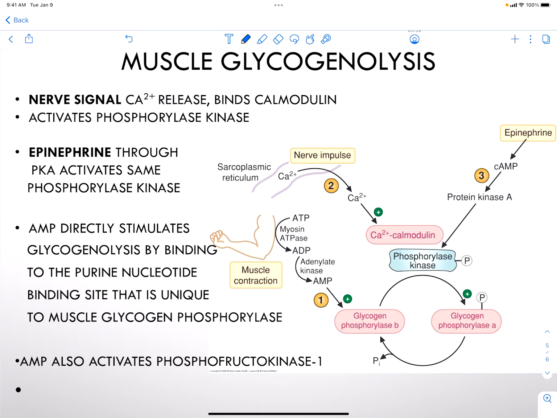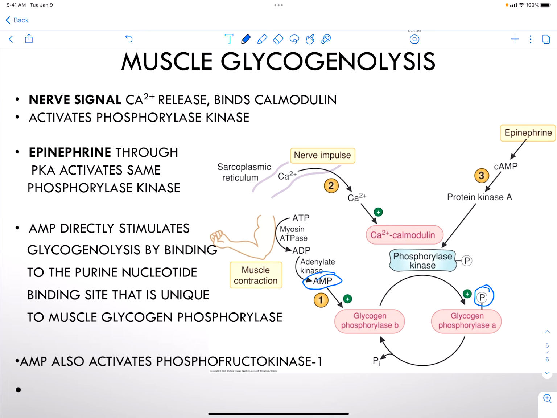Now, so basically, we still have those two ways to activate your glycogen phosphorylase B. You can either activate it by adding a phosphate, or you can activate it by binding to AMP. Both of them will have the same effect.